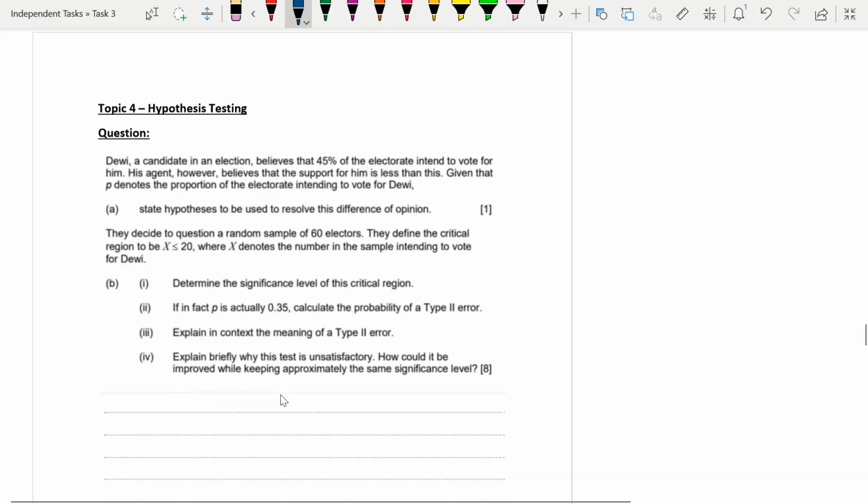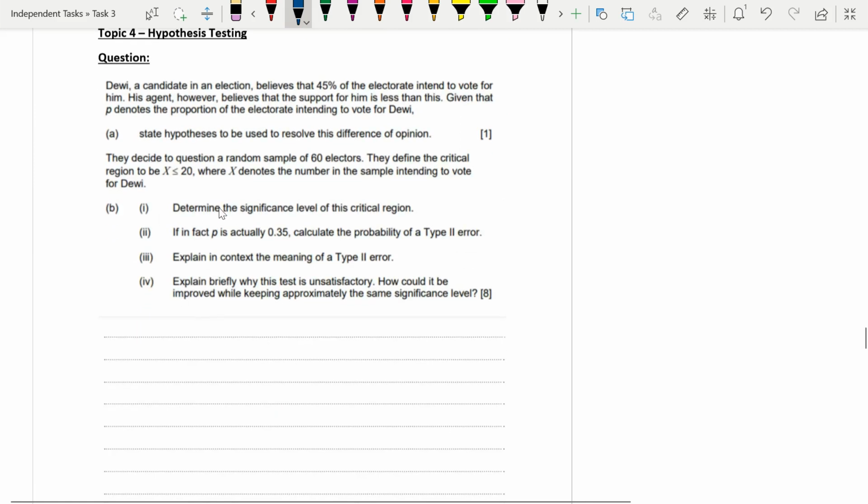Right, question 4. We've got a hypothesis testing, and quite a difficult one as well when we get to part B down here. So the first bit is: Dewi, a candidate in an election, believes that 45% of the electorate intend to vote for him. His agent, however, believes that this support is less than this. Given that P denotes the proportion of the electorate intending to vote for Dewi, part A, state your hypothesis. So H0 is going to be that P is currently 0.45, that's what he believes. And H1 is going to be, well, his agent thinks it's less than that.